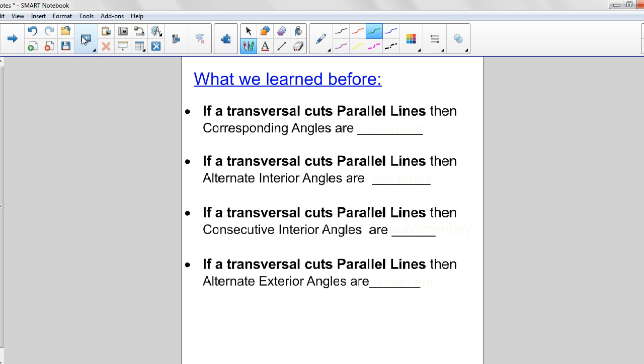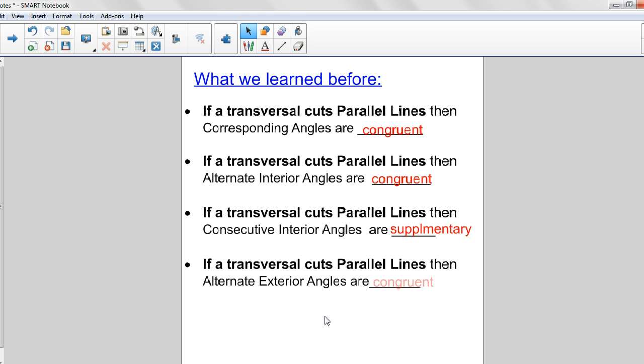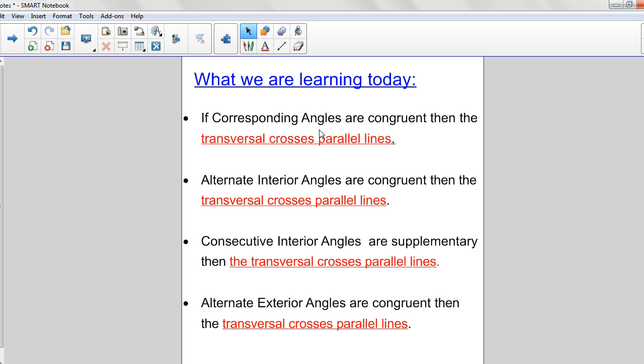This is stuff that we've learned before. If a transversal cuts parallel lines, then the corresponding angles are congruent. If the transversal cuts parallel lines, then alternate interior angles are, what do you think? It's congruent. If transversal cuts parallel lines, then consecutive interior angles are, what's this one? It's the only one that's not congruent, supplementary. If transversal cuts parallel lines, then alternate exterior angles are congruent. So this is what we learned before. Now we're switching this around and doing the converse.